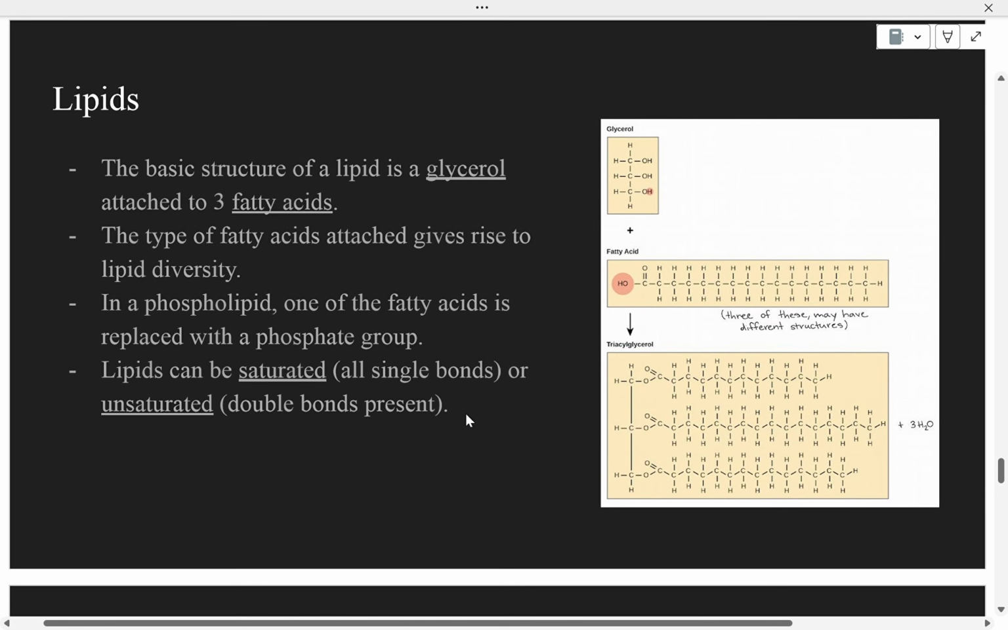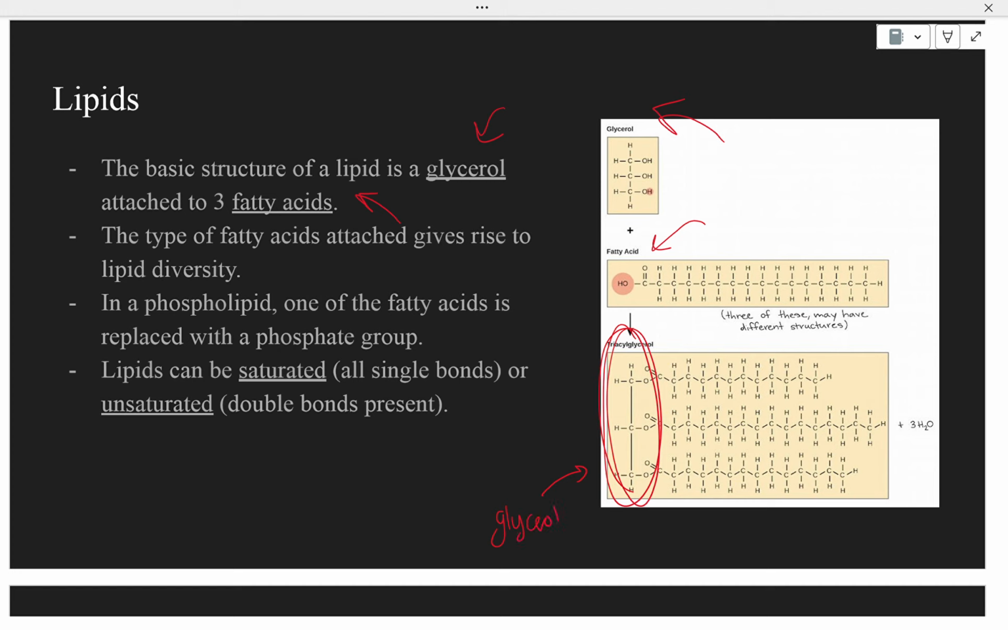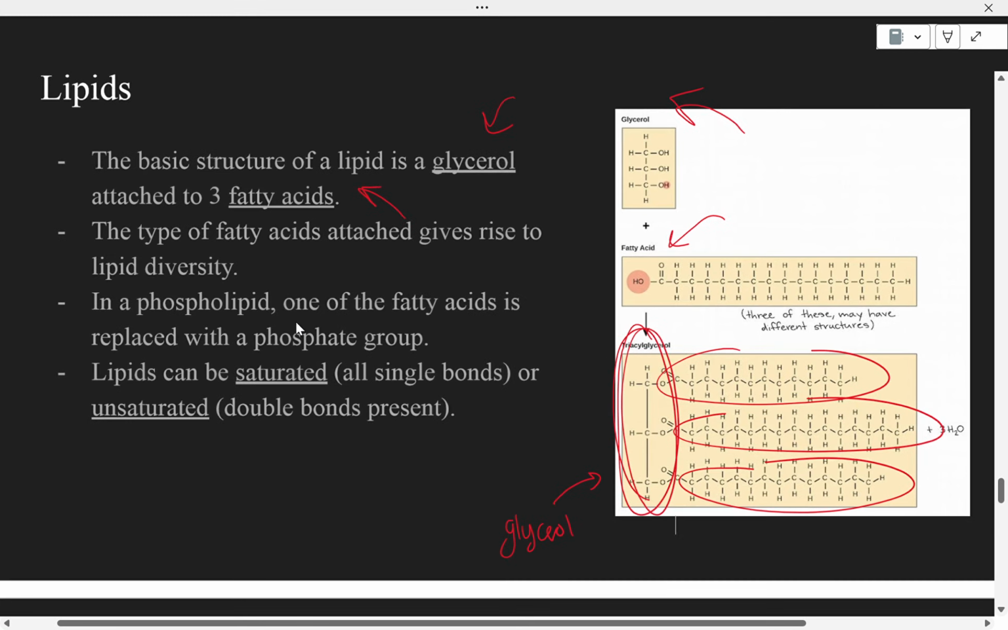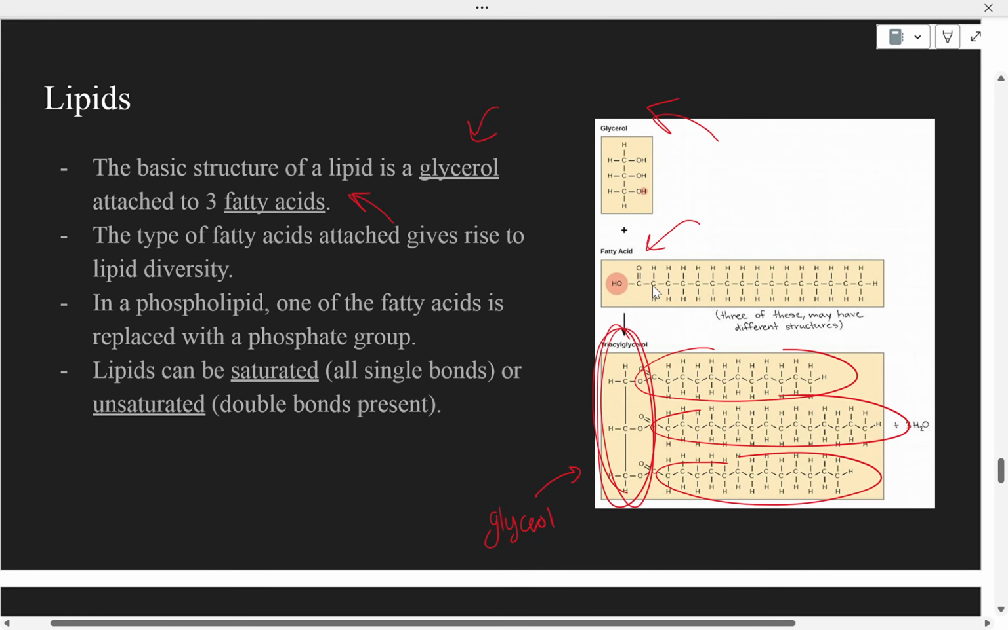Okay, so let's look at the basic structure of a lipid. The most common type of lipid is what we call a triglyceride, or a glycerol attached to 3 fatty acids. So we see the glycerol here, and these 3 fatty acids attached on here. Then we can change the length of these fatty acids or make their composition slightly different, which will affect the properties of the lipid as a whole. That gives us a lot of options and a lot of diversity for the type of lipids that we can have.